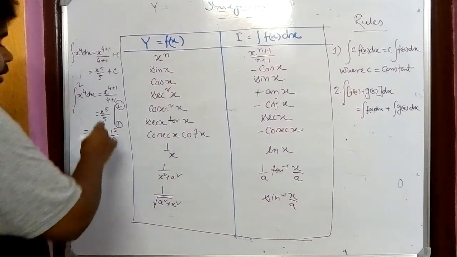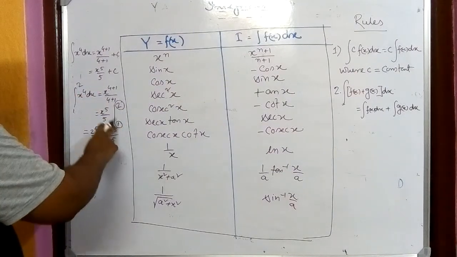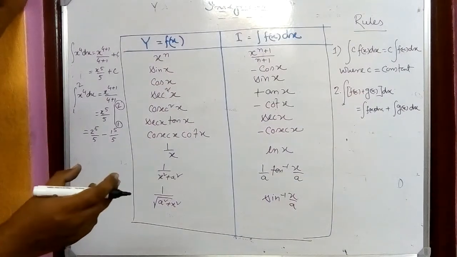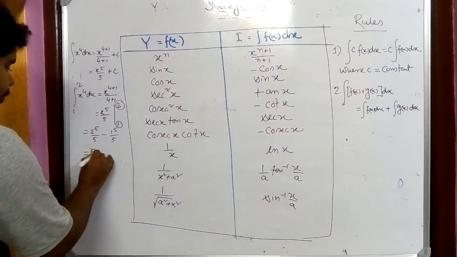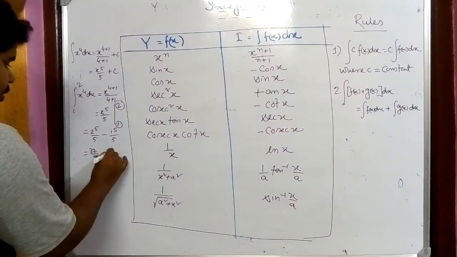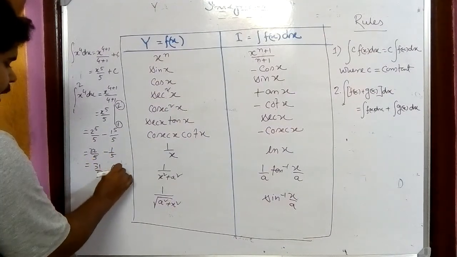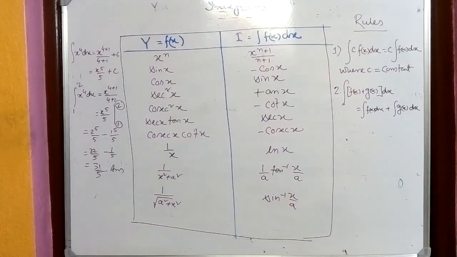So in place of x you have to write the value of the limit. So here 2 to the power 5 means 2 to the power 3 is 8, 8 times 2 is 16 and 16 times 2 is 32. 32 by 5 minus 1 by 5. So it is 31 by 5. That is the answer. So this way we have done integration.